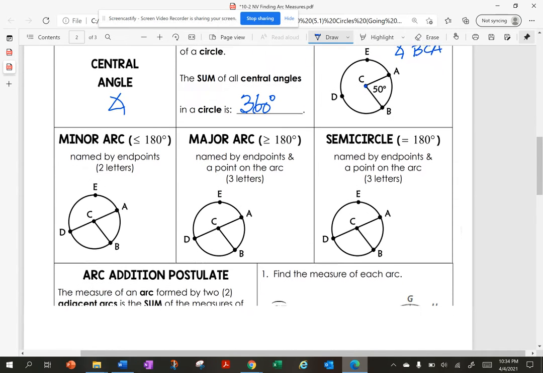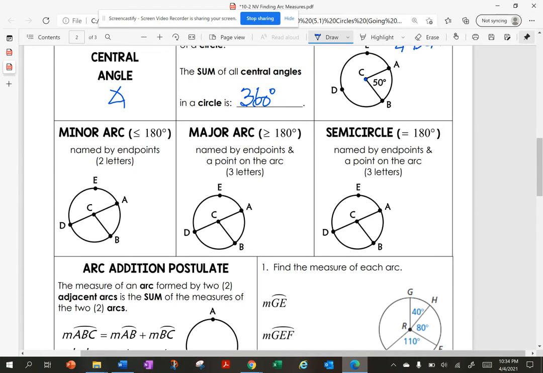Okay, so by definition, a minor arc is less than or equal to 180 degrees. I'm sorry, it's just less than. Shouldn't say equals here. A major arc is 180 degrees or more, and a semicircle equals 180 degrees. So a semicircle is a major arc.